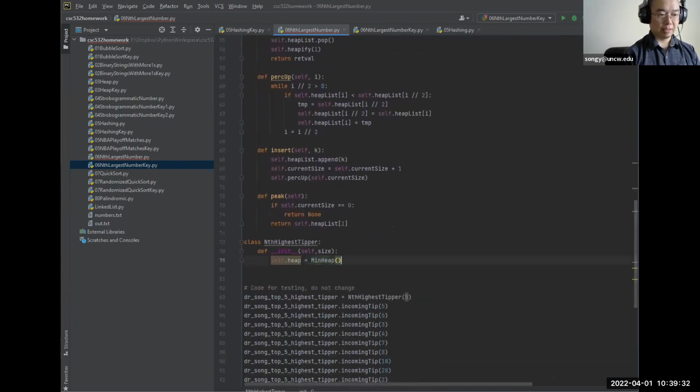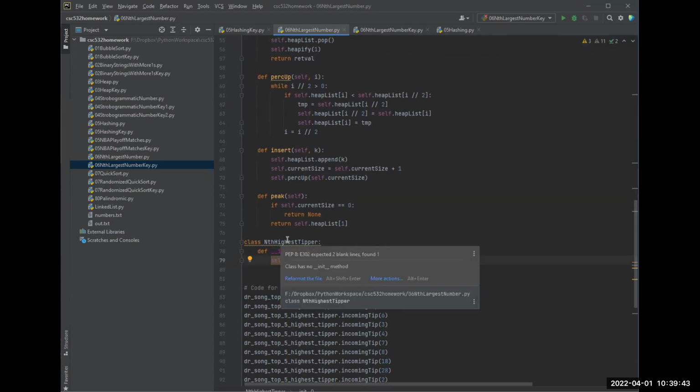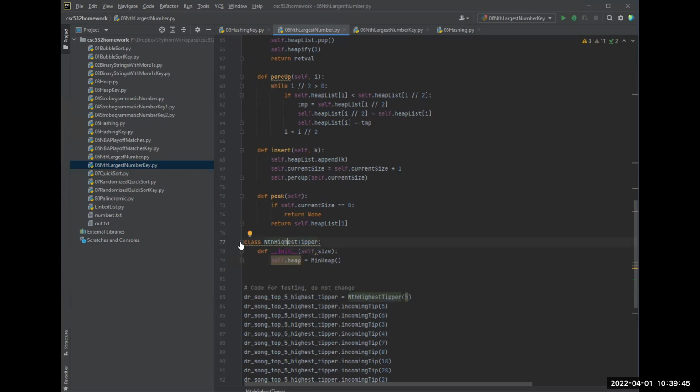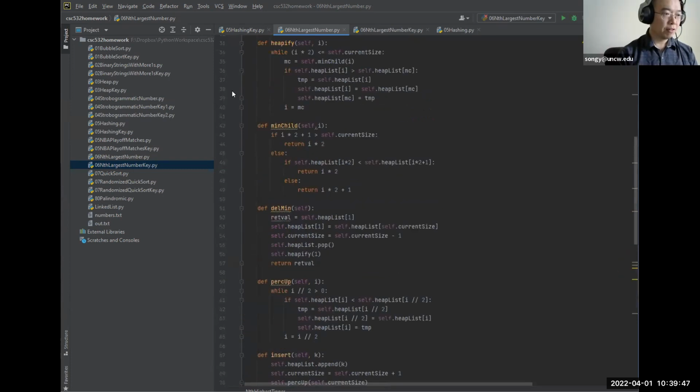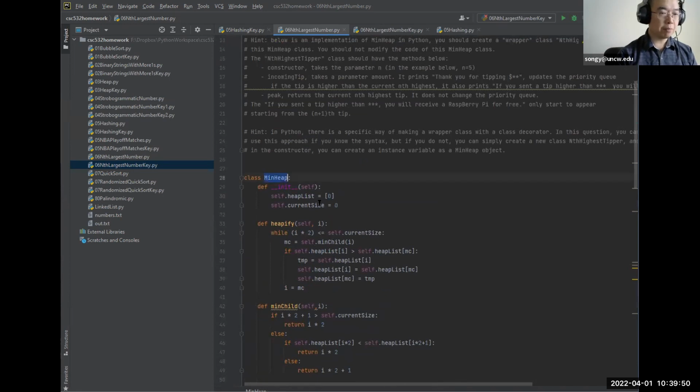So you want to do something like this. Inside of your constructor, you want to build a min heap inside of your nth highest type object. But you only want to touch this class, and for the code in the min heap, you don't have to touch it at all. Okay.